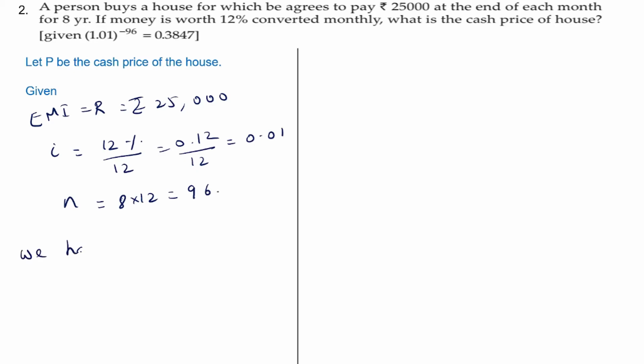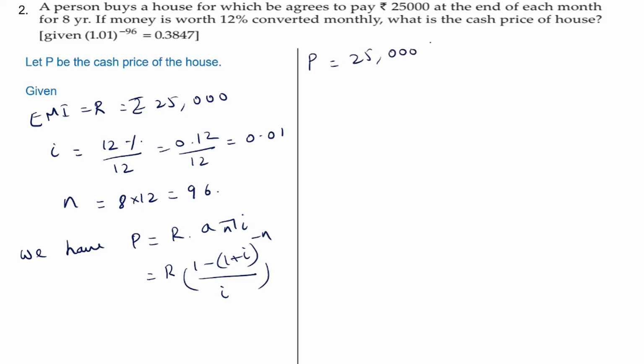We have P is equal to R into A angle N for I rate per period, or it is R into 1 minus 1 plus I the whole raised to minus N upon I. We have all the values given. When we substitute this, we will be able to find P. So P is equal to R is 25,000 into 1 minus 1 plus I is 0.01 the whole raised to minus N is 96 upon 0.01.